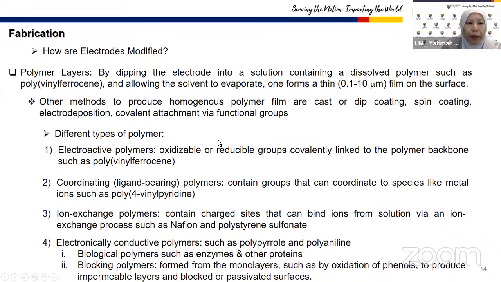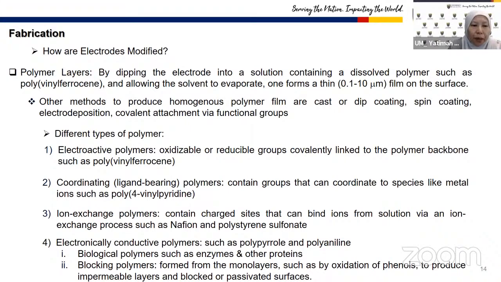But how do we make polymer layers on top of the substrate? One of the methods used is dipping the electrode into a solution containing a dissolved polymer, such as polyvinyl ferrocene, and allowing the solvent to evaporate. One forms a thin film on the surface. This is very straightforward: you just use a solution that contains the polymer, dip the substrate or electrode, and let it evaporate, and you can form a film.